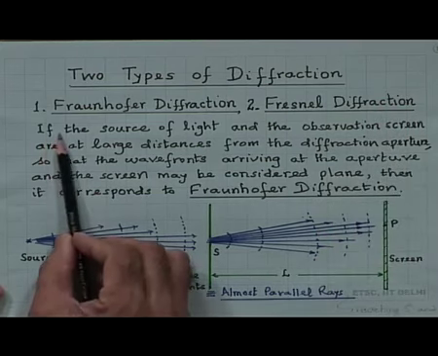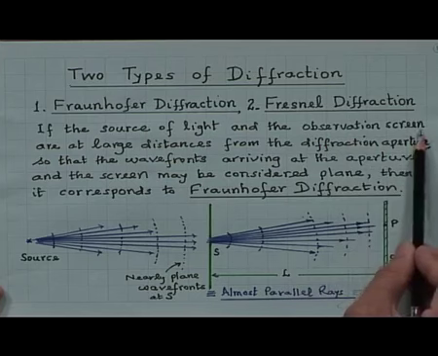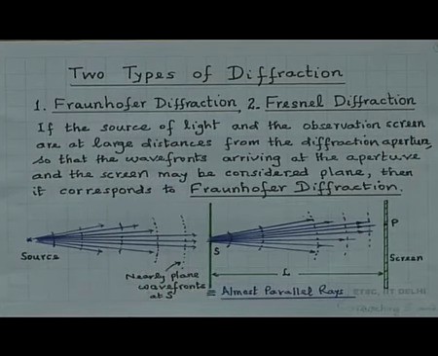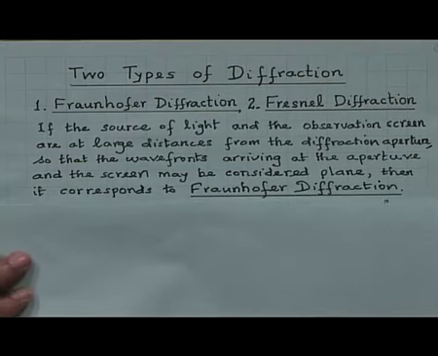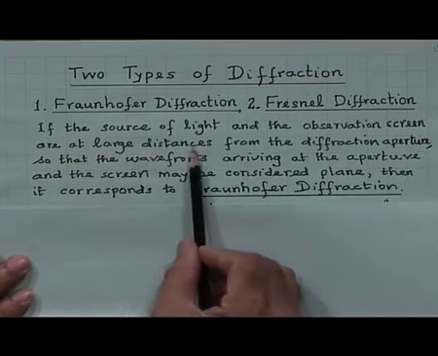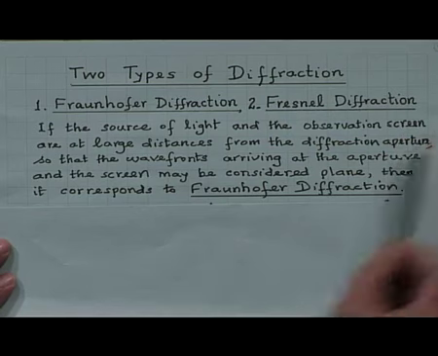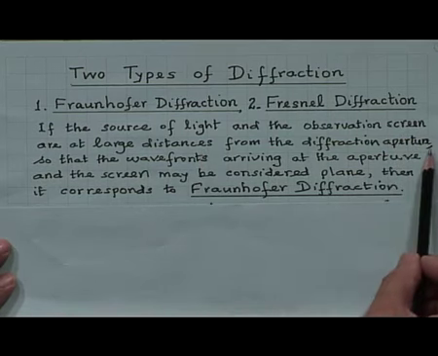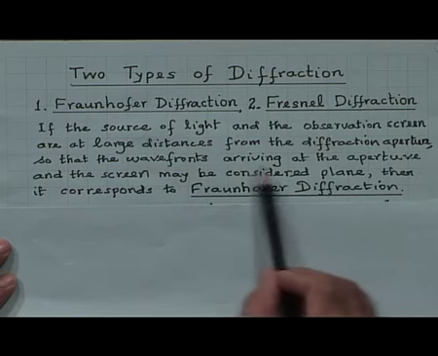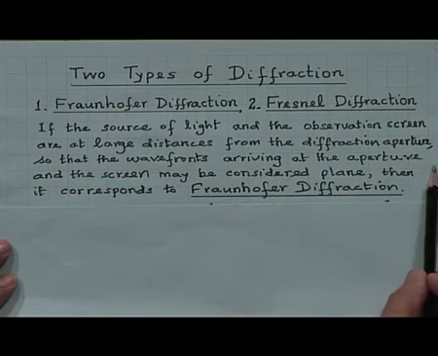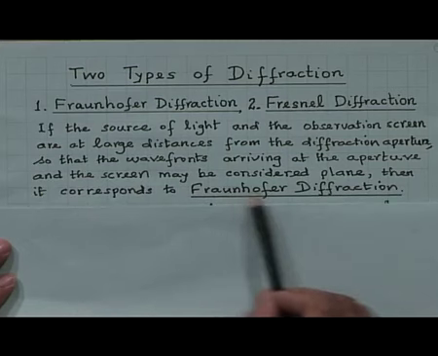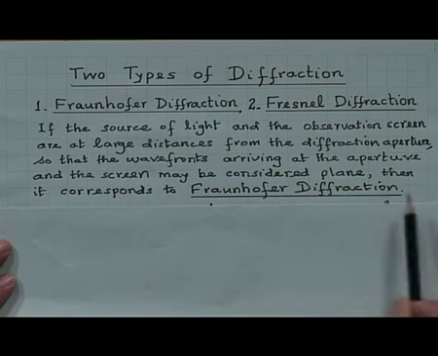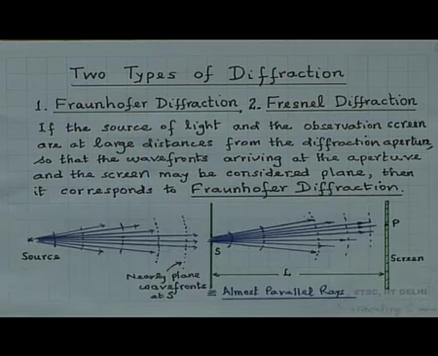If the source of light and the observation screen are at a large distance, let's look at this first. If the source of light and the observation screen are at large distances from the diffraction aperture, so that the wavefronts arriving at the aperture and the screen may be considered plane, then it corresponds to Fraunhofer diffraction. Now, let us see the figure.